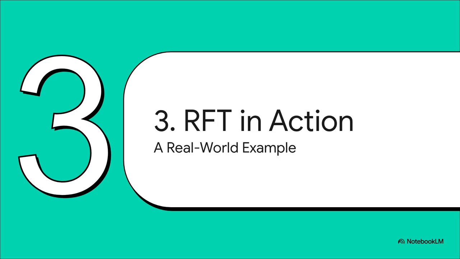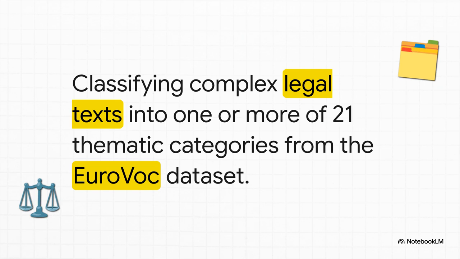All right, that's enough theory for now. Let's see how this thing actually works in the real world. Because seeing RFT tackle a genuinely tough problem, that's where it really clicks. So here was the challenge. Take a dense piece of legal text and figure out which of 21 different high-level themes it belongs to. And it could be more than one. This is not something you can solve with a simple keyword search. It requires a deep, nuanced understanding of the text. Just a perfect test for RFT.